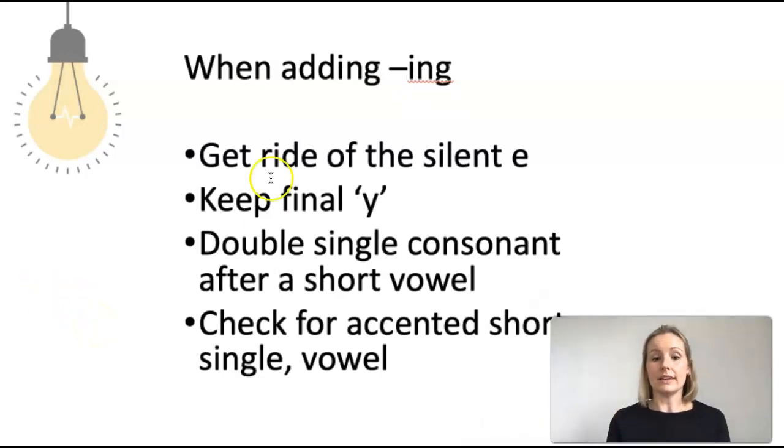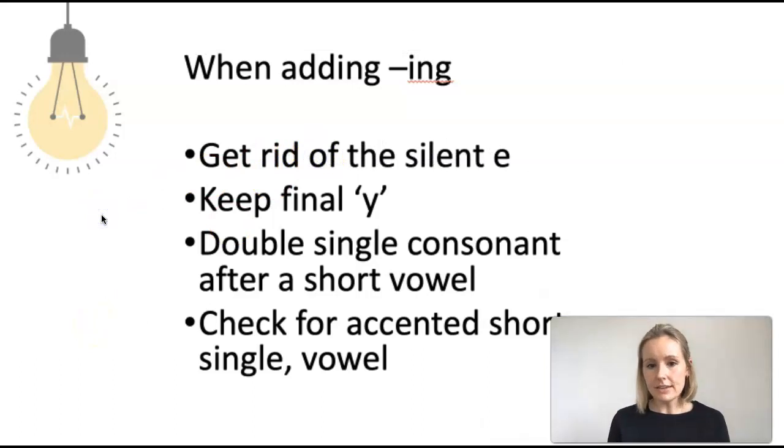So we get rid of the silent E. We keep a final Y. When we have a single short vowel, we double the consonant to protect the short vowel. And then we need to check for where an accent is in those trickier words to see whether we need to protect that celebrity. Okay, so remember, when the accent is on that final vowel, we need to protect it with a double consonant. So it's actually quite consistent. It's to do with the long and the short vowels. So the best way to do it is to look and analyze words and really think about them.